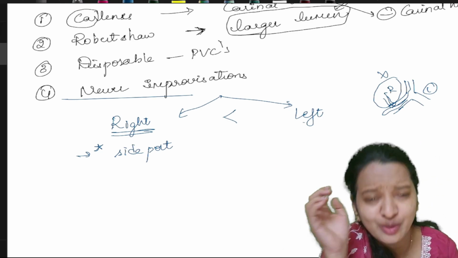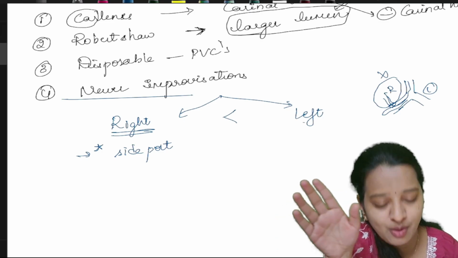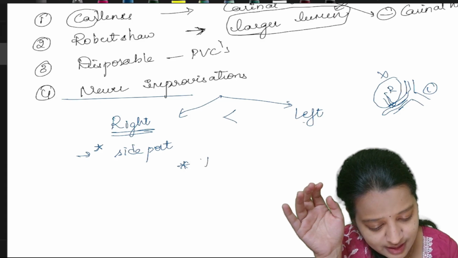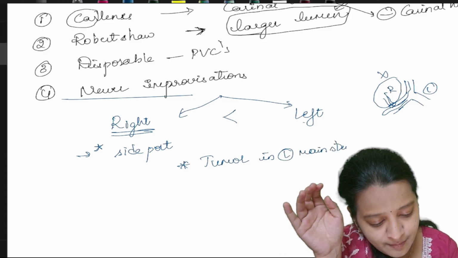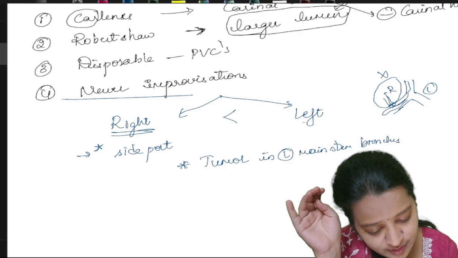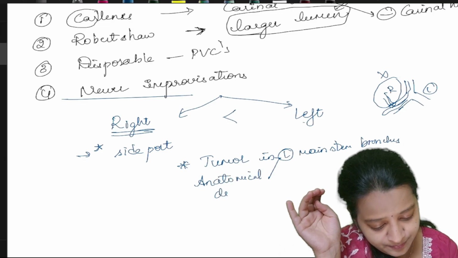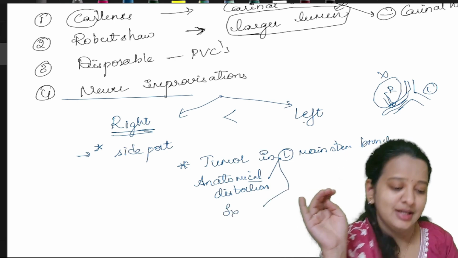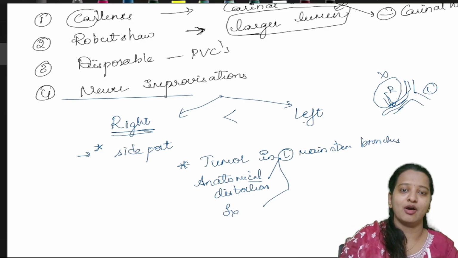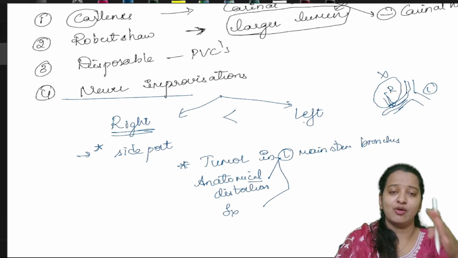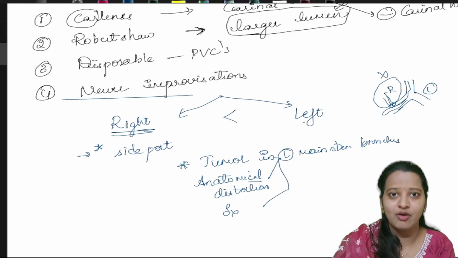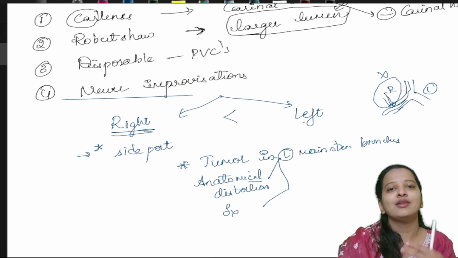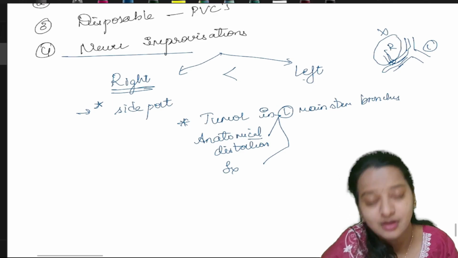That means you cannot pass the tube in the left main stem bronchus. So there is a tumor in the left main bronchus, or there is anatomical distortion, or the surgery is at the left main bronchus. So you use the right DLT when the left main bronchus is not accessible. Examples are surgery going on at the left main bronchus, a tumor on the left main bronchus, or anatomical distortion. This is about the types of the DLTs.